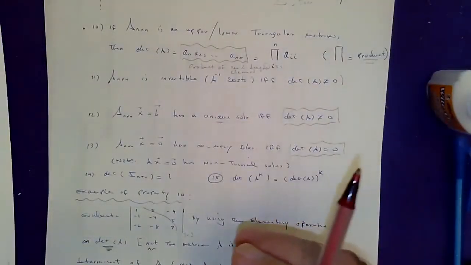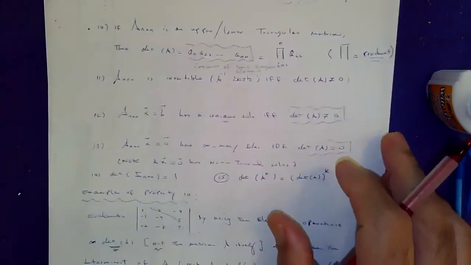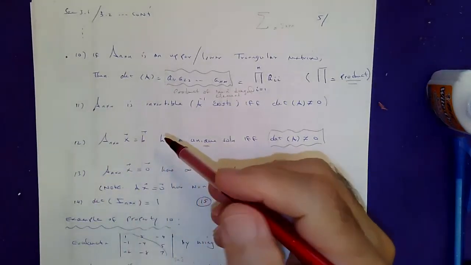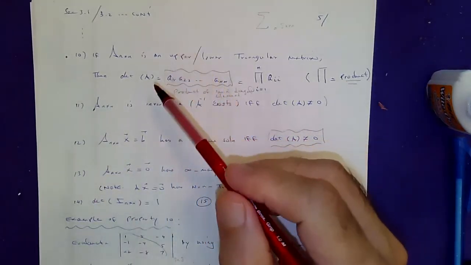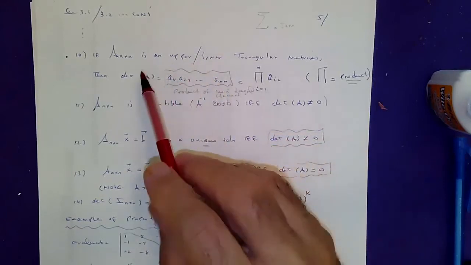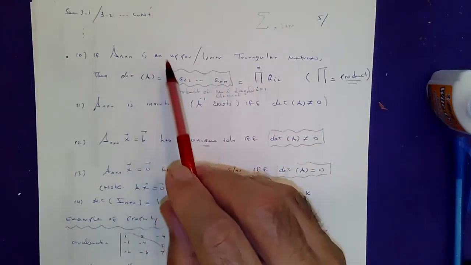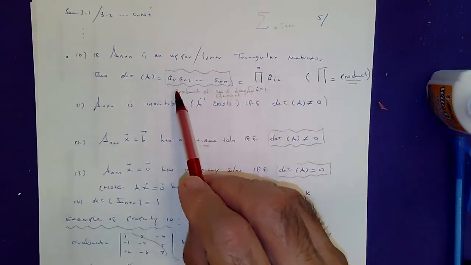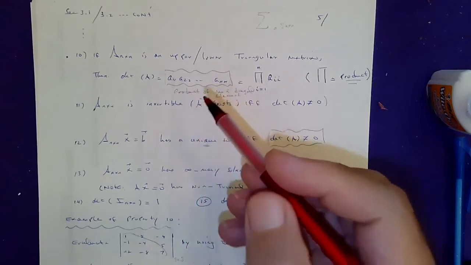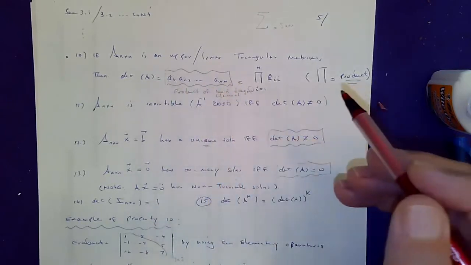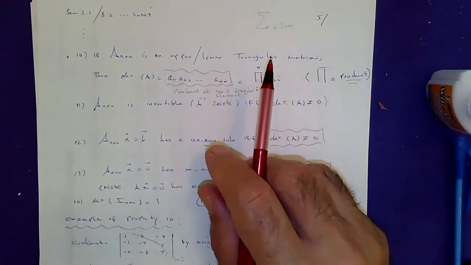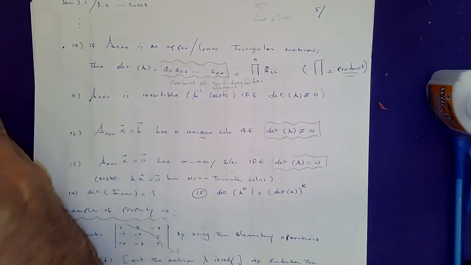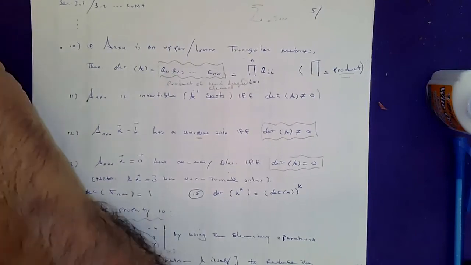So the next idea is this. If you somehow, using those, well, let's finish the properties and I'll show you what I mean. If A is an upper or lower triangular matrix, then the determinant can be obtained by the product of the main diagonal elements. In other words, remember what the upper and lower triangular matrix was all about. These guys.